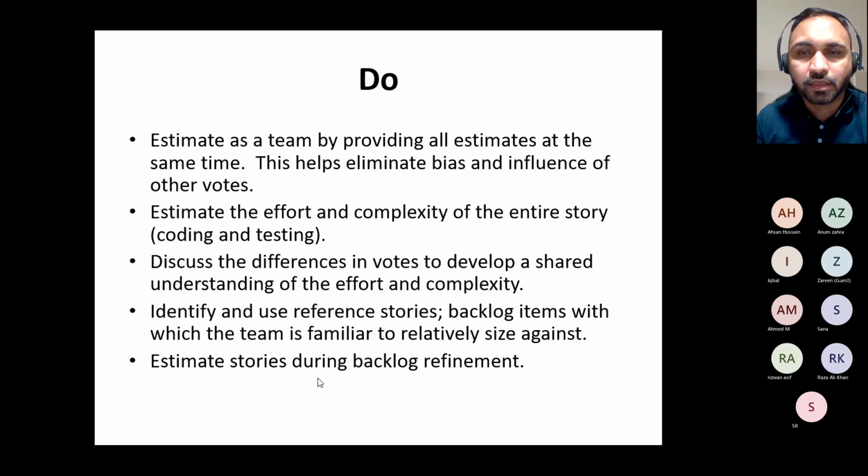Estimate stories during backlog refinement. The question might be at which point we estimate the stories. We estimate the stories during the backlog refinement sessions. There are some scenarios, even recently in my current job, where the team changes their estimates at the sprint planning day, because one of the developers did some research or analysis after the backlog refinement. Now they lower it down, and then we changed it. But once the sprint has started, we don't touch the story points at all.